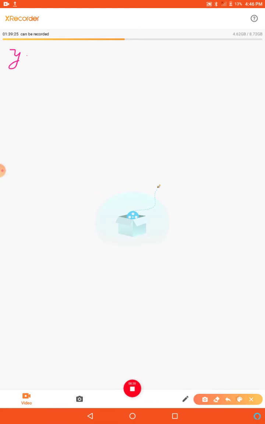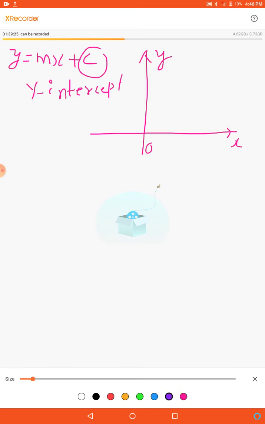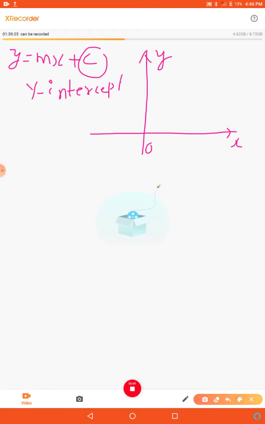So y is equal to mx plus c. This is also an equation for a straight line because it's a linear equation. This represents a straight line which is having the y-intercept. This c is called the y-intercept. So this is the x-axis, this is the y-axis, and this is the origin. So the equation y is equal to mx plus c represents a straight line which is having a y-intercept.